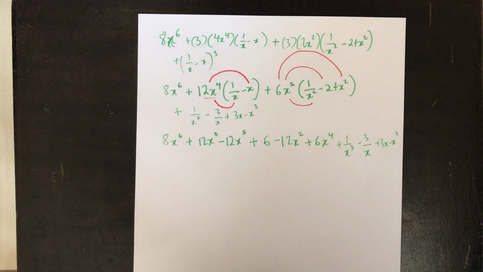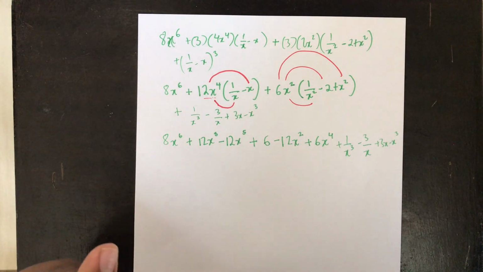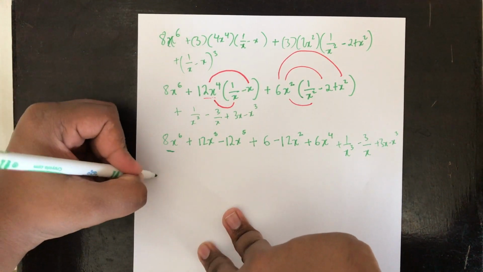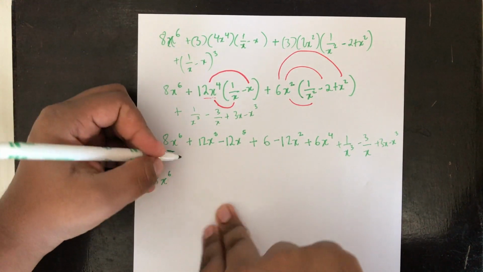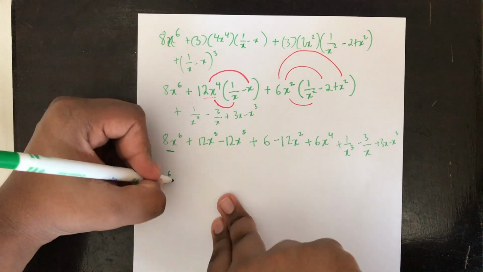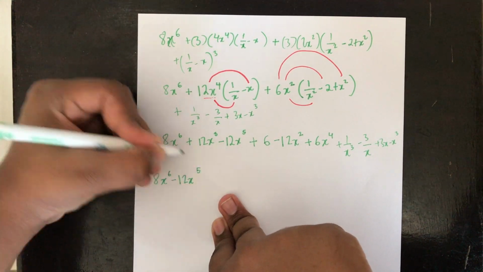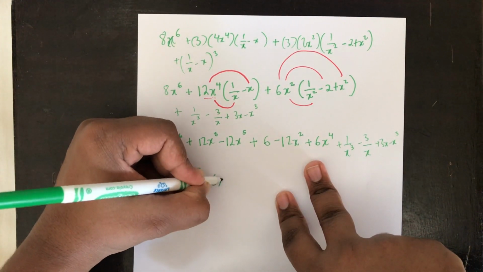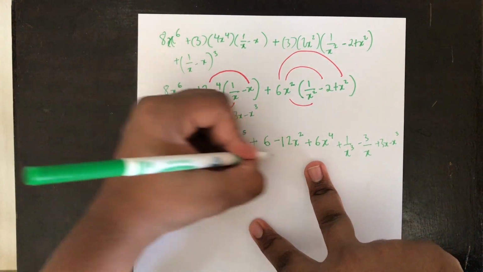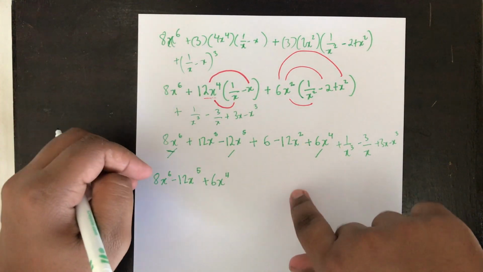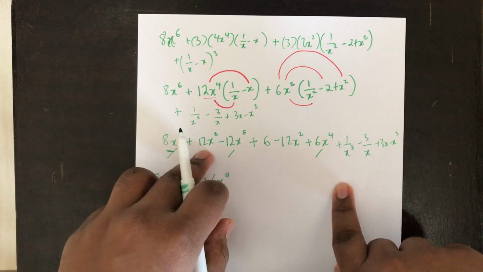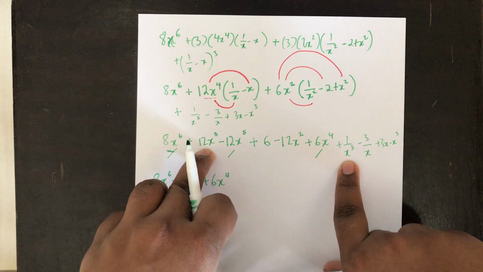Now all I can do is just collect any like terms if there are. There seems to be some like terms, so I have 8x power 6, that's just going to stay how it is. The power 5 is here, so minus 12x power 5. Power 4 is here, so plus 6x power 4. So that's done, that's done, that's done. Then I have the x cubed. So 12x cubed and 1 over x cubed.